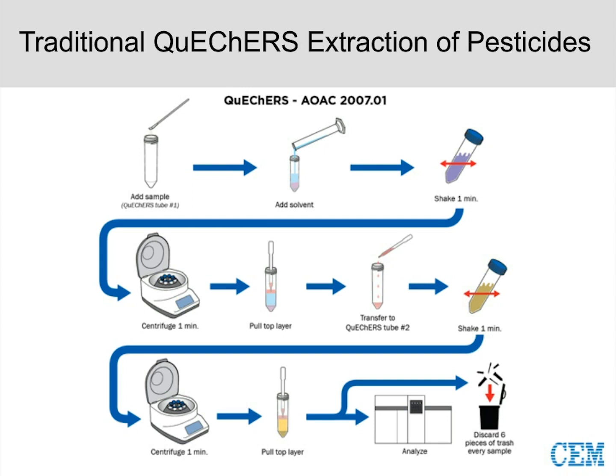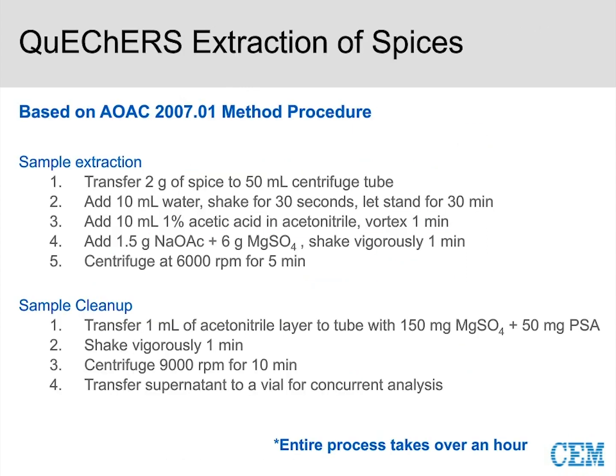So let's take a look at the method we ran for the spices, because as I mentioned when I was talking about the difficult food matrices, you often have to make some modifications to the QuEChERS method in order for it to be optimal for what you're looking at. And in this case, we based our method off of an Agilent application note that we found for the extraction of pesticides from spices. So this method is pretty much the standard AOAC method except for 2 major changes, and those are highlighted.